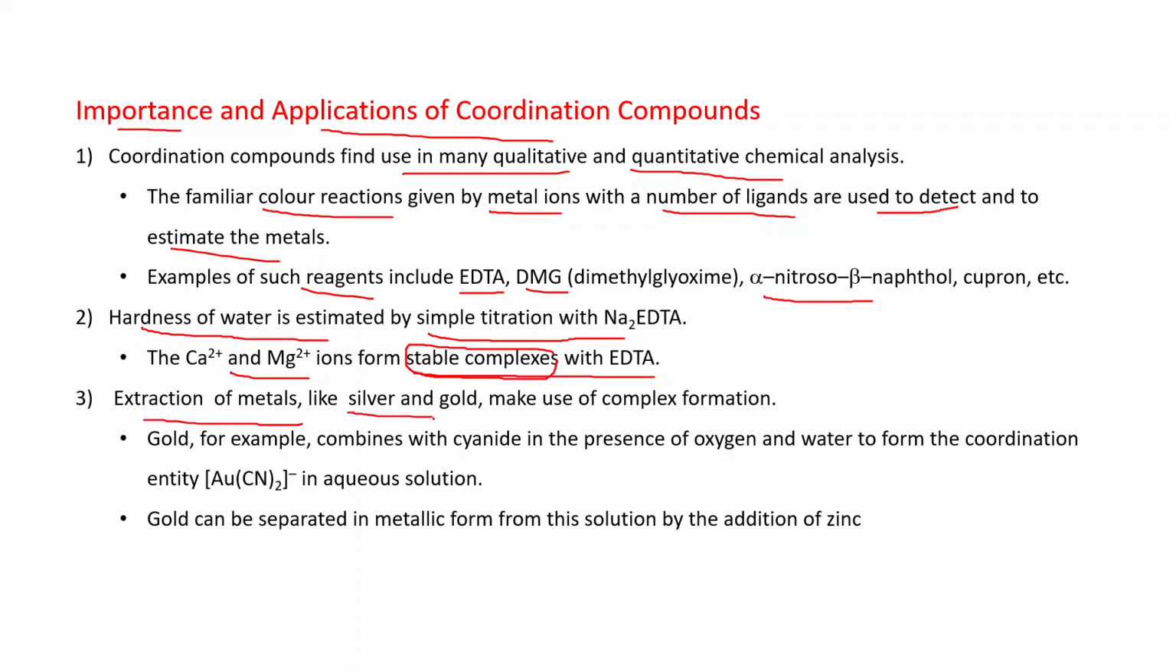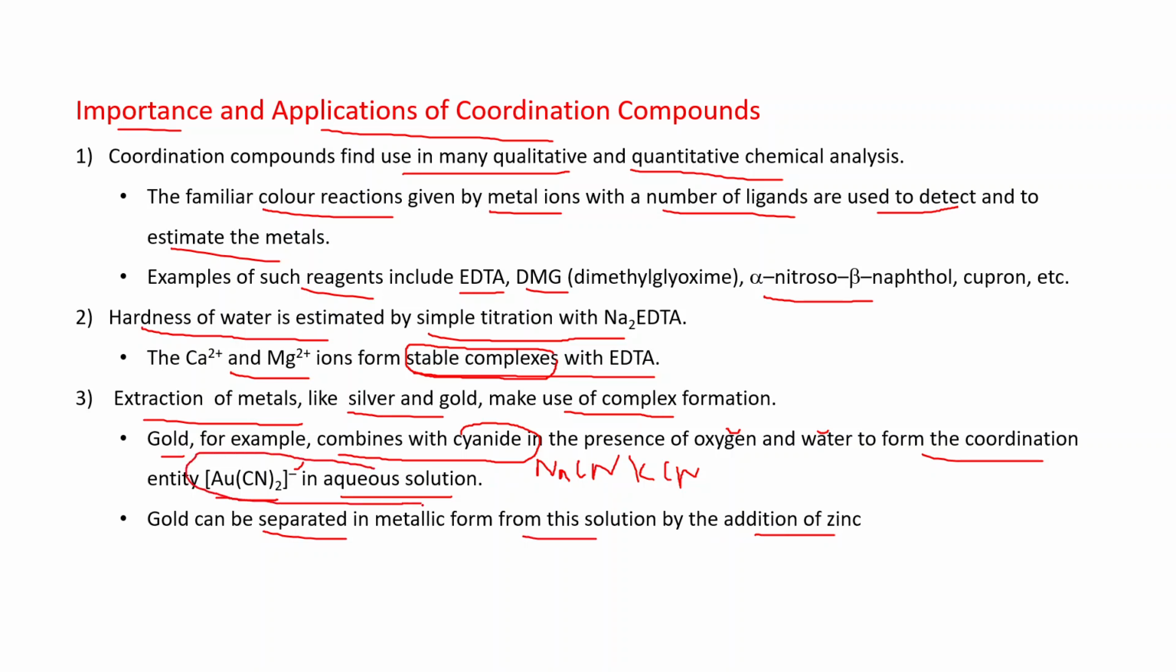Extraction of metals like silver and gold makes use of complex formation. For example, gold combines with cyanide. The cyanide is either in the form of sodium cyanide or KCN, potassium cyanide, in the presence of oxygen and water, to form the coordination entity [Au(CN)2]⁻ in aqueous solution. Gold can be separated in metallic form from this solution by the addition of zinc. When we add zinc to this solution of this complex, we will get the gold. In this way, this is used to obtain gold and silver.